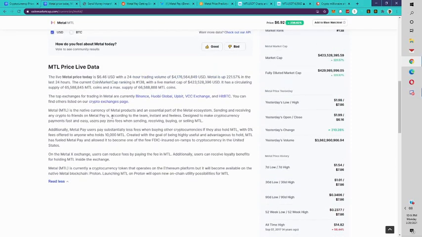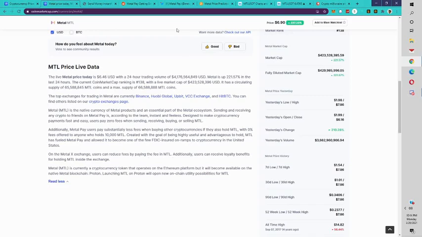Metal is the native currency of Metal products and an essential part of the Metal ecosystem. Sending and receiving any crypto to friends on Metal Pay is, according to the team, instant and fearless. Designed to make cryptocurrency payments fast and easy, users pay zero fees when sending, receiving, buying, and selling MTL. Additionally, Metal Pay users pay substantially less in fees when buying other cryptocurrencies if they also hold MTL, with 0% fees offered to anyone who holds 10,000 MTL. Created with the goal of being highly useful and advantageous to hold, Metal has fueled Metal Pay and has allowed it to become one of the few FDIC-insured on-ramps to cryptocurrency in the United States. On the Metal X exchange, users can reduce fees by paying the fee in MTL.